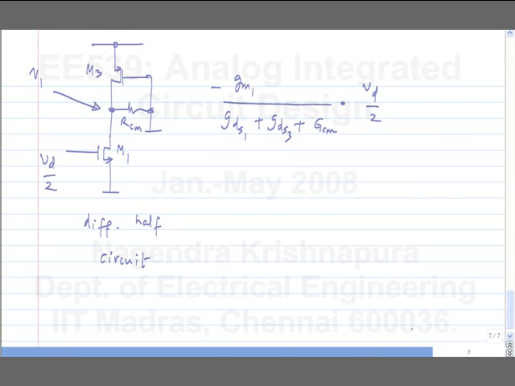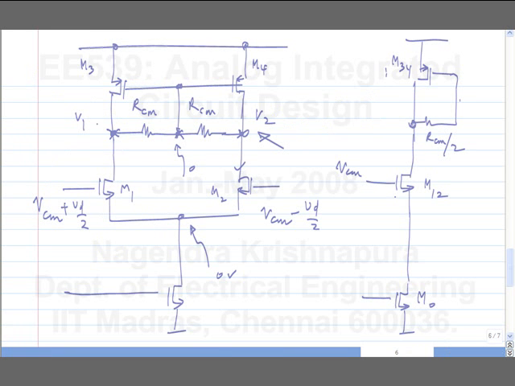Now if I call this V1 and this side is V2 under differential excitation, I will define my output to be between these 2 points. Okay, that is V2 minus V1. And V2 itself is minus V1 because of symmetry under fully differential excitation.